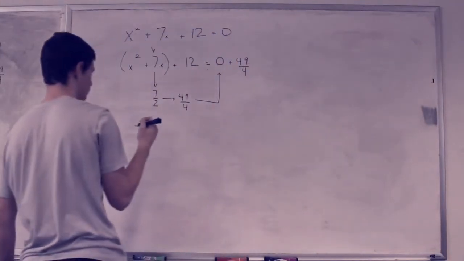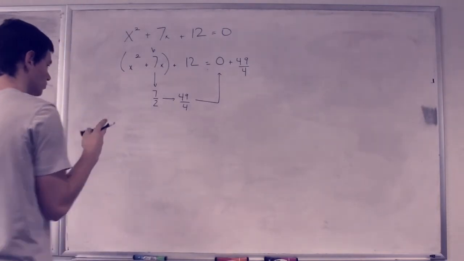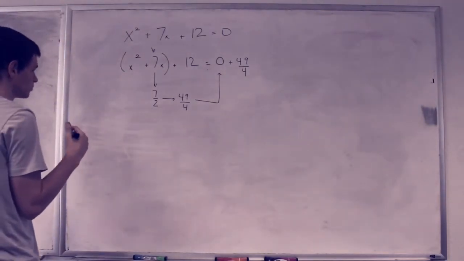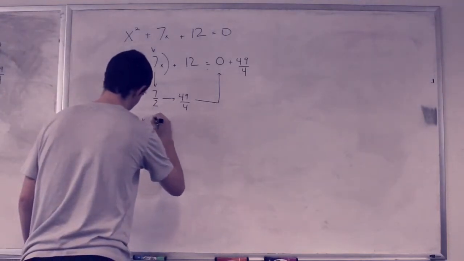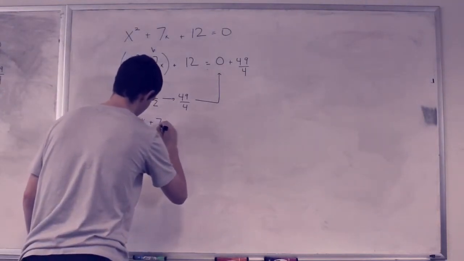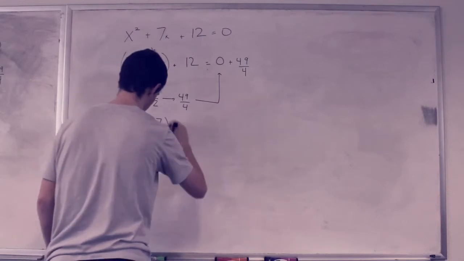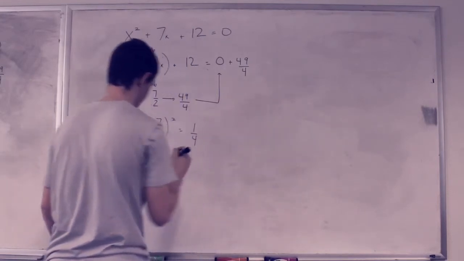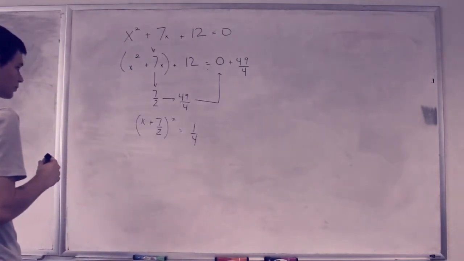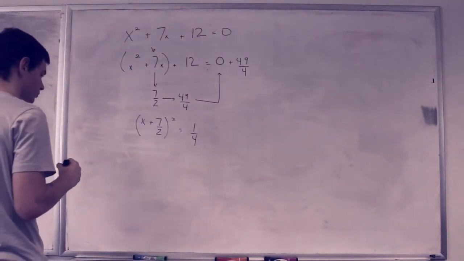From here, we need to simplify the equation further. We subtract 12 from both sides, which is equivalent to 49 over 4, and are left with x plus 7 over 2 squared equals 1/4. Our next step is to square root the equation, which will give us plus or minus 1/2.